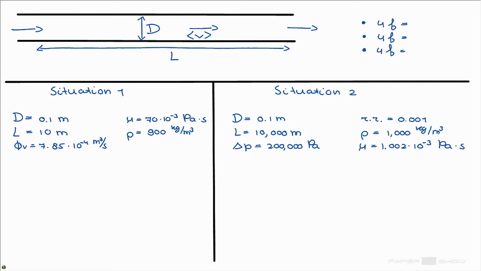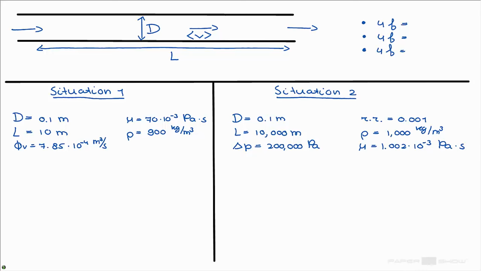I'm going to guide you through the exercise about the horizontal pipe in two different situations. At the top I have drawn this pipe with some key variables: length, diameter and the speed at which the liquid is flowing. And we're going to take a look at situation 1 and situation 2. And these are different situations. In 1 you have to calculate the pressure drop, and in 2 you have to calculate the velocity.